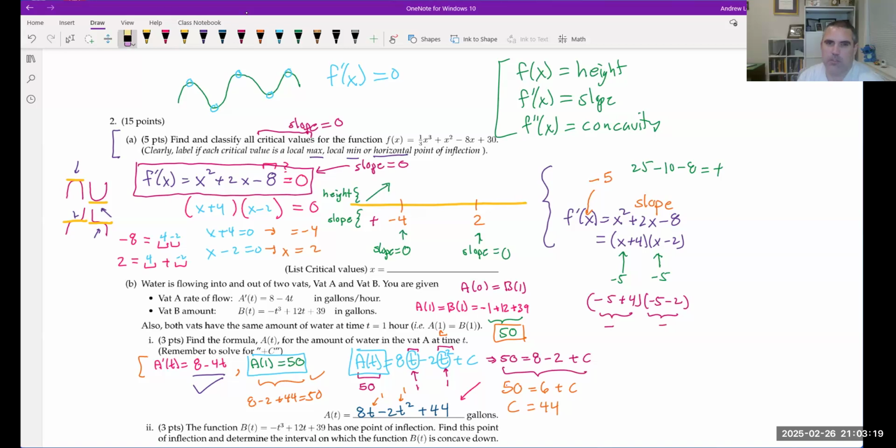So this is the key moment. This is where you have to slow down in your work. The rest of this will be quicker. Okay, now I'd like to plug in something between -4 and 2.